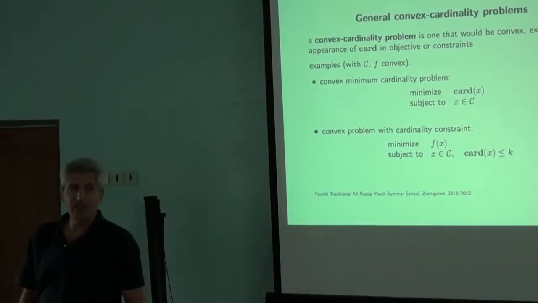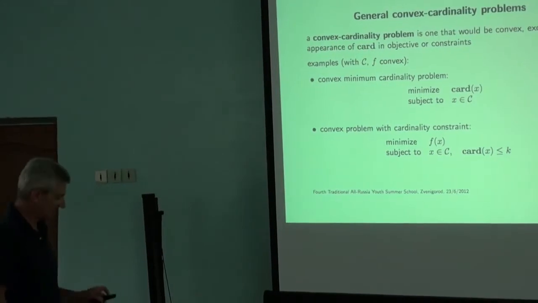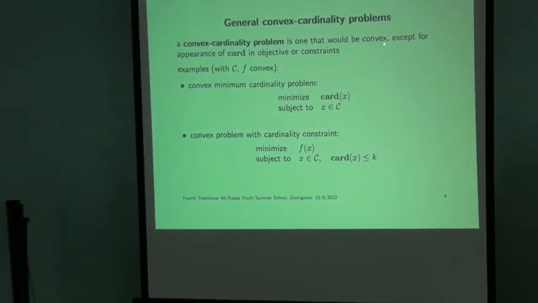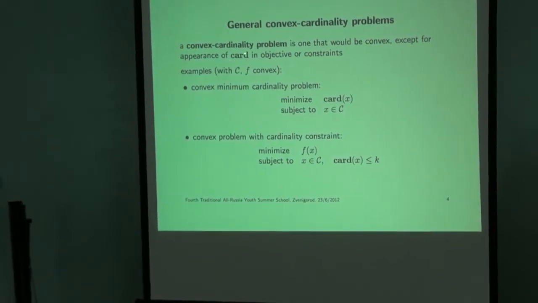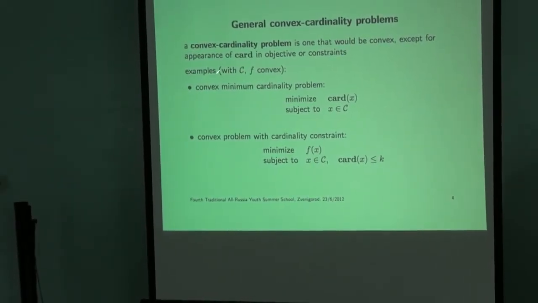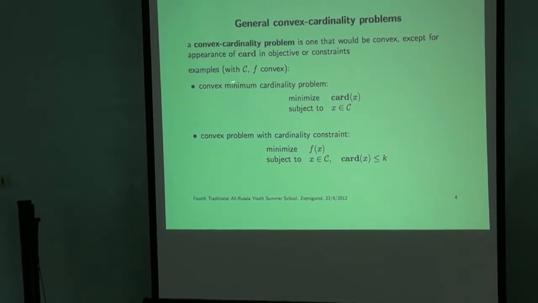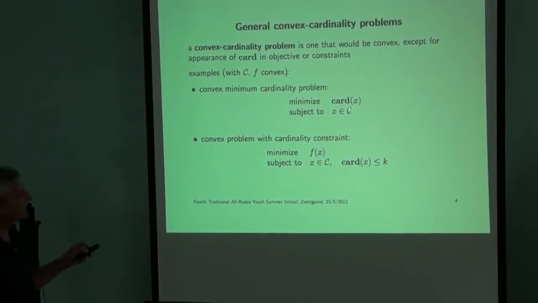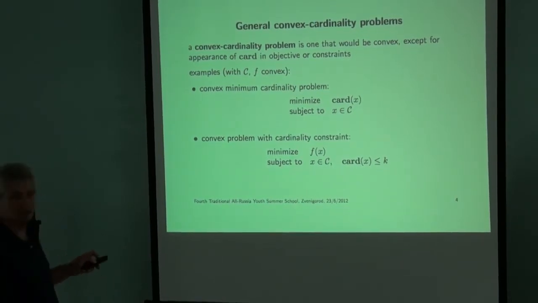So we have a kind of a vague definition, but it's good enough. A convex cardinality problem is one that would be convex, except for the appearance of the cardinality function in either the objective or constraint. And they look like this. Here's the convex minimum cardinality problem. You minimize the cardinality of x subject to x in C.